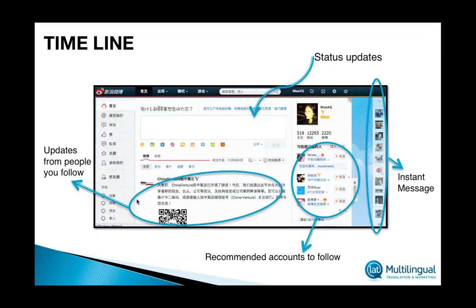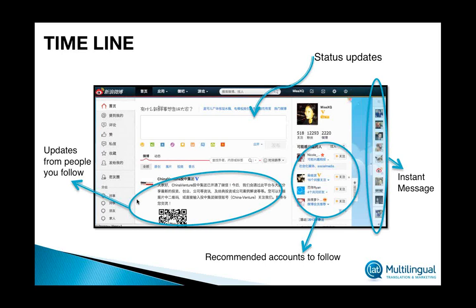This is a timeline of an account. This is my personal account. You can see that your timeline works similar to Facebook. You can have status updates and see the updates of the people you follow, and people who share similar interests or are in similar industries, whom we will suggest you follow, on the right-hand side. And there's also instant message. You can talk to your friends or people you follow who are online via this instant message column.